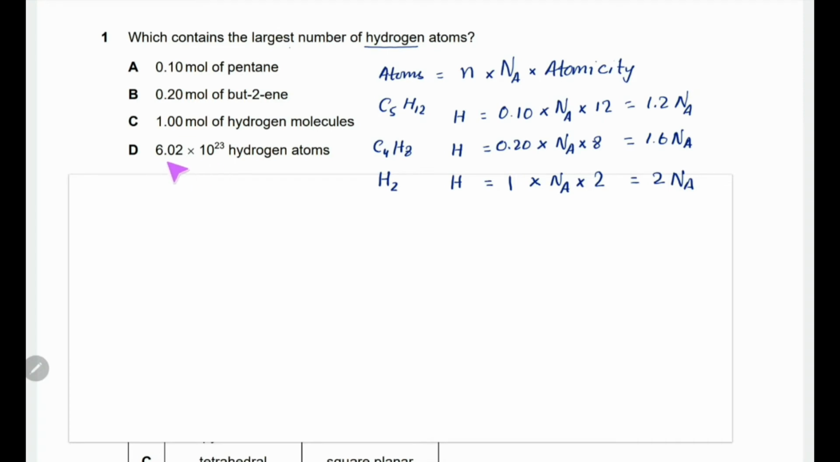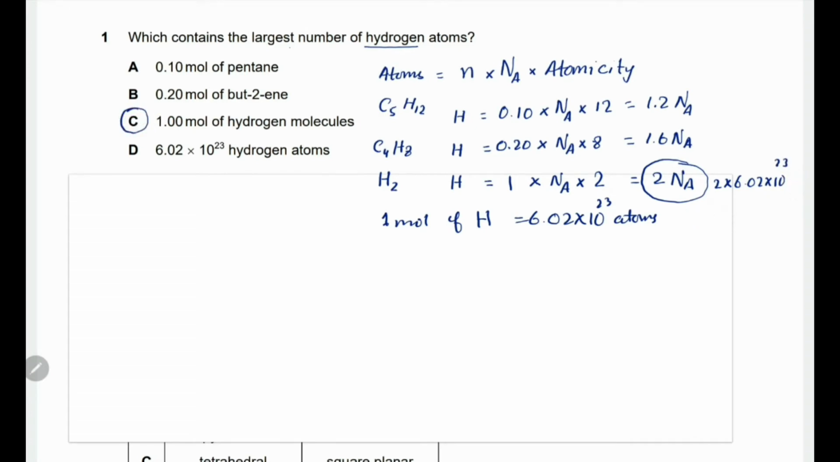In choice D, there are 6.02 into 10 power 23 hydrogen atoms, and this is straightforward, 1 mole of hydrogen atoms, which is 6.02 into 10 power 23 atoms. Now, the largest number of hydrogen atoms is 2 Avogadro number, meaning 2 multiplied by the Avogadro number, 6.02 into 10 power 23. So the correct choice is choice C.